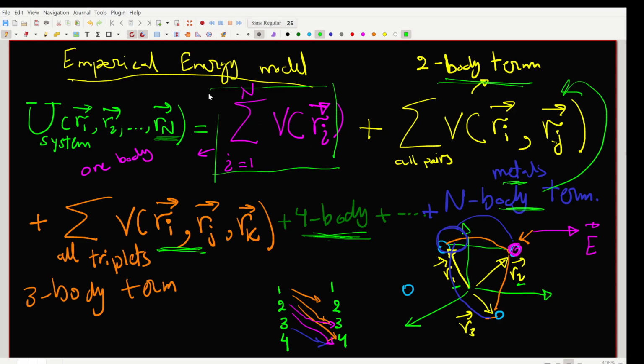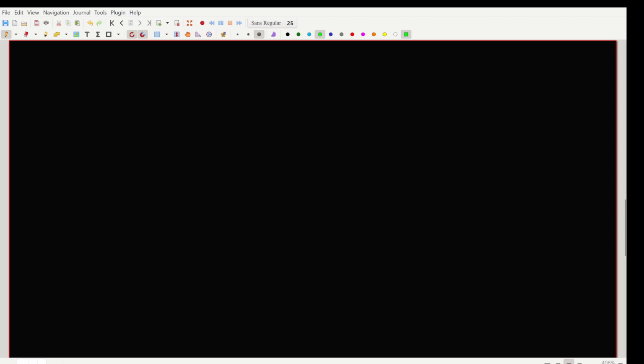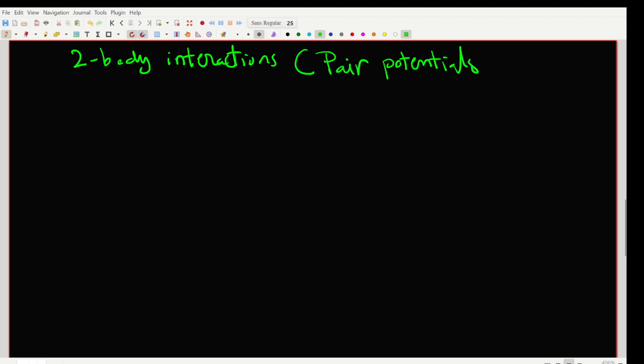So that will be the agenda. We will start with two-body terms, three-body terms, and then we will jump directly to how n-body terms look for metals. So let's move on to two-body interactions. There is also another useful name for this that's very common in literature. We call them pair potentials, right? Pair potentials.